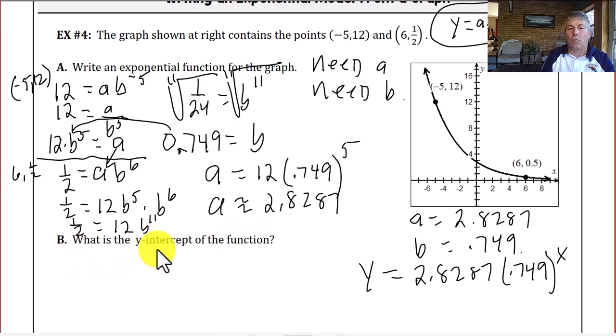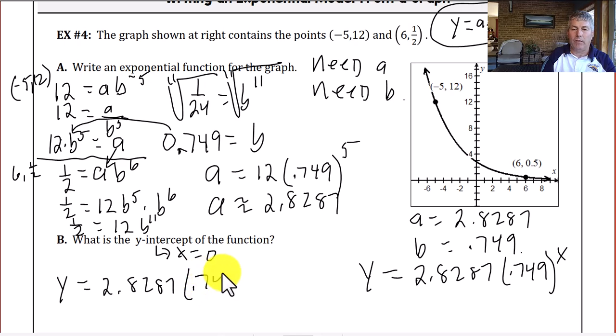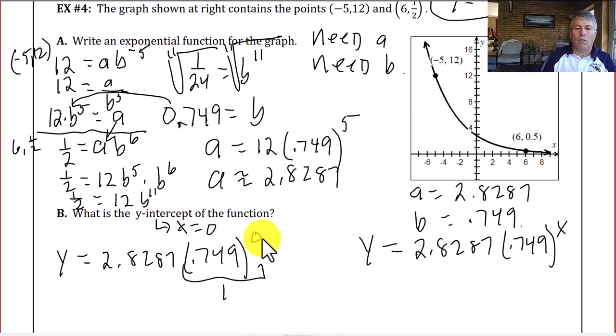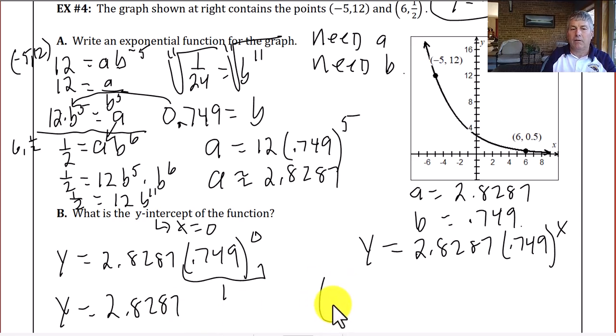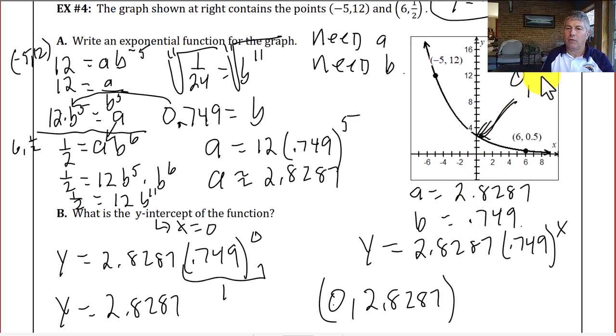Question B then asks, what's the y-intercept? For the y-intercept, we set x equal to 0. So y equals 2.8287 times 0.749, all raised to the 0. So all this drops to 1. So when x is 0, y is 2.8287. So it's the ordered pair 0, 2.8287, and that is that point right on our graph. And there you go. You have now written a mathematical model for an exponential decay function, and you'll get some more practice with that when I see you in class.